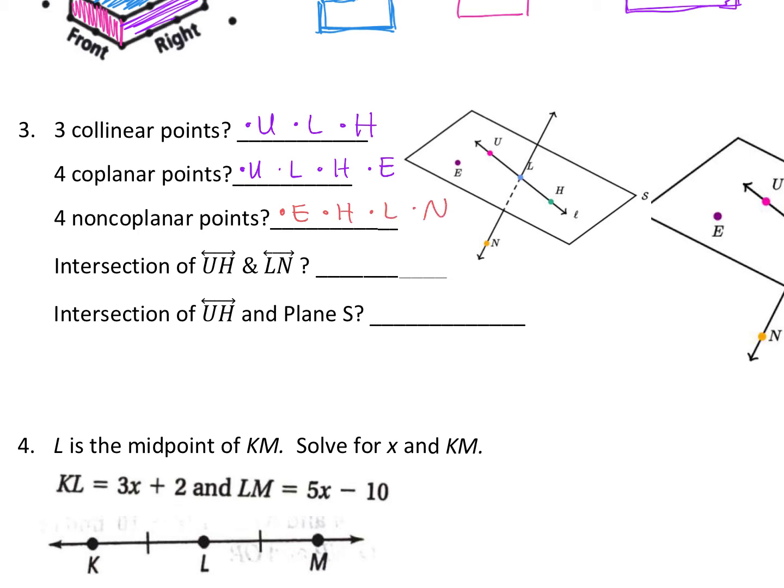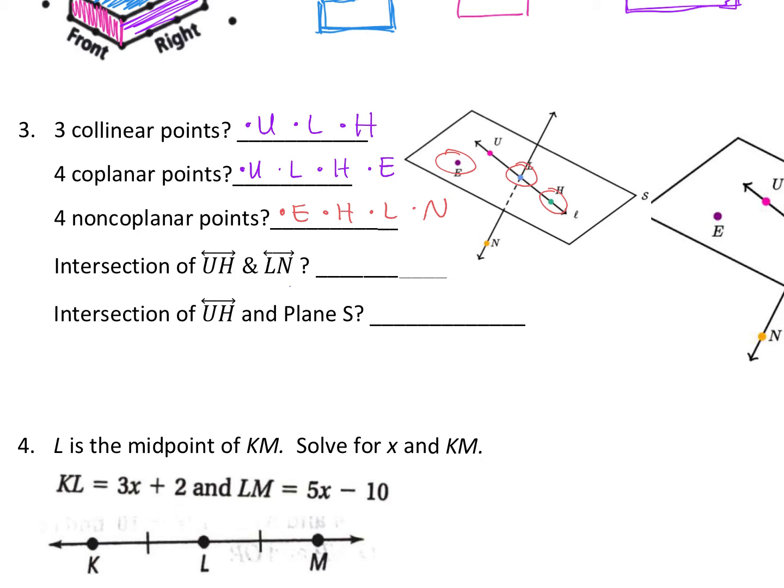Okay, so here's the trick to this. Pick 3 points that are on the given plane that are not in a line. As long as those 3 points are not in a line, any other point that's not on the plane is non-coplanar, right? So you could have said E, U, L, and N, or you could have said E, U, H, and N, but not U, L, H, and N, okay?